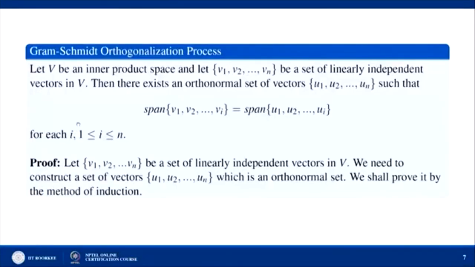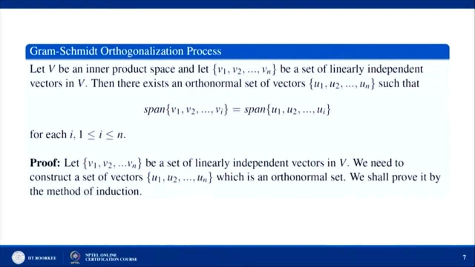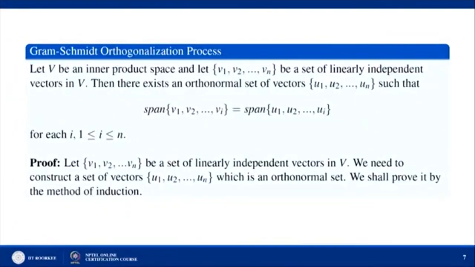In mathematical induction, first we take i equal to 1. Then we assume the result holds for i minus 1 and try to show that it is also true for i. That means we have done it using mathematical induction. Now, for i equal to 1, we can easily see that you can always set u1 as v1 upon the norm of v1.